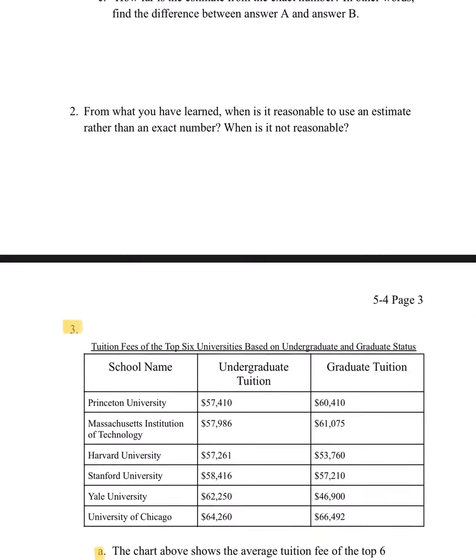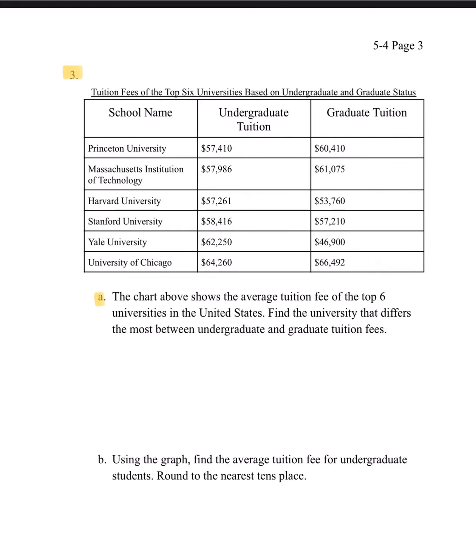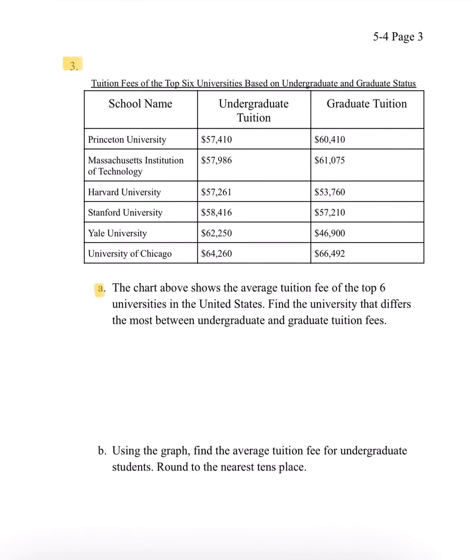Okay, I'm going to move on to number 3. Number 3 says, it shows us a chart of the tuition fees of the top 6 universities based on undergraduate and graduate status. So we're going to be going over A. So A says, the chart above shows the average tuition fee of the top 6 universities in the United States. Find the university that differs the most between undergraduate and graduate tuition fees.